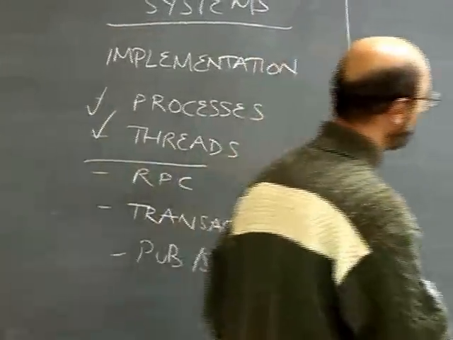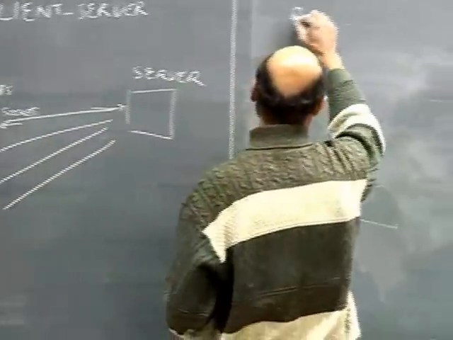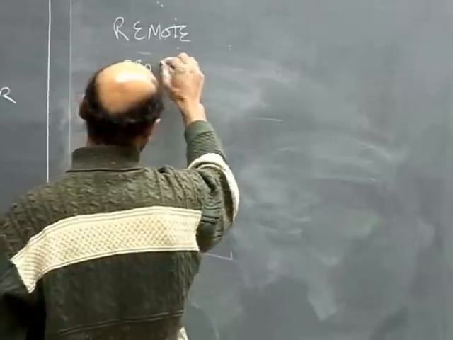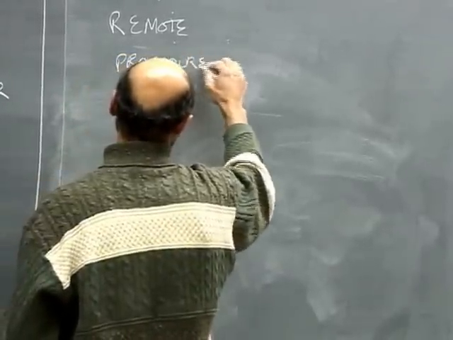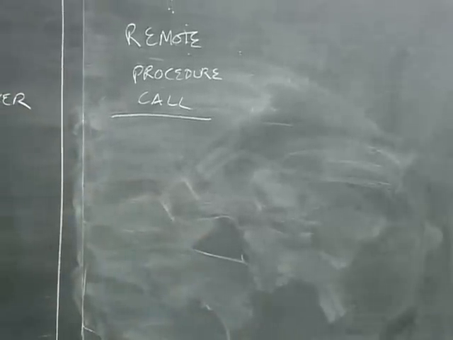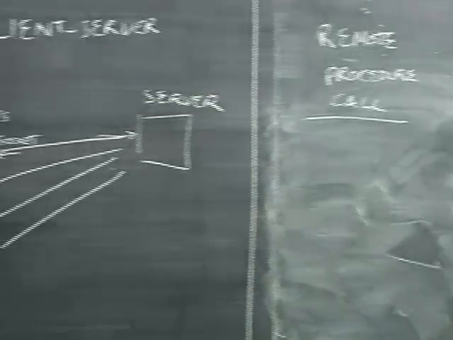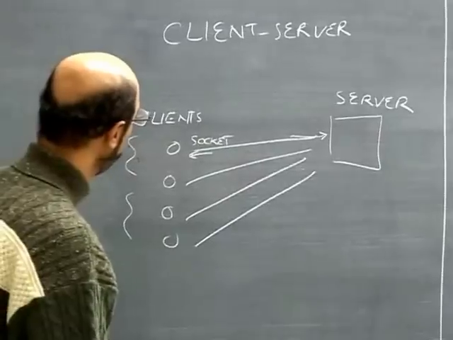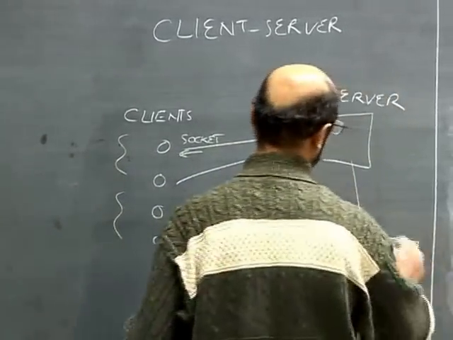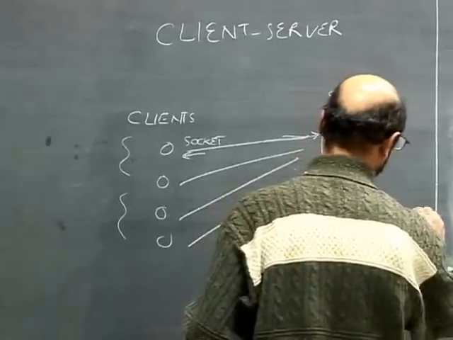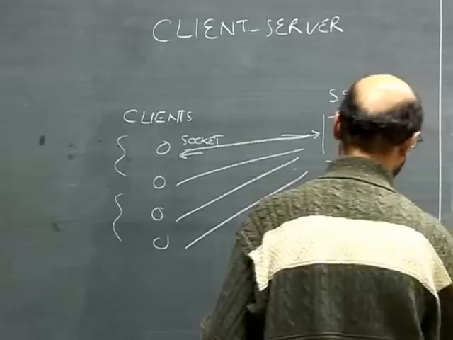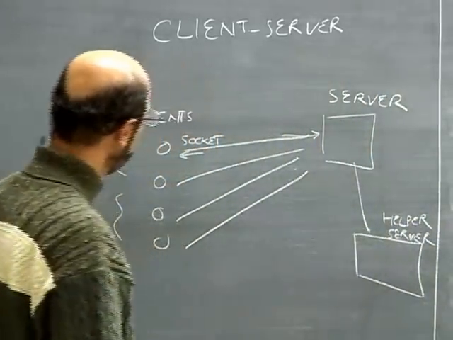Okay, let's talk about RPC, remote procedure call. Let's go back to this client server, and I'm going to change this a little bit. Let's say that the server actually makes a call to another helper server. I just call it helper. And what could that be?